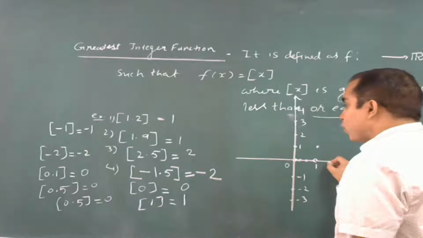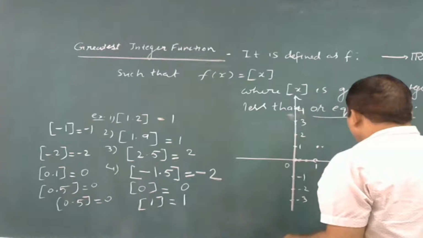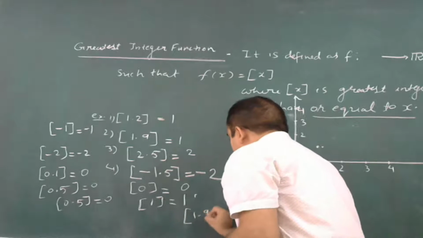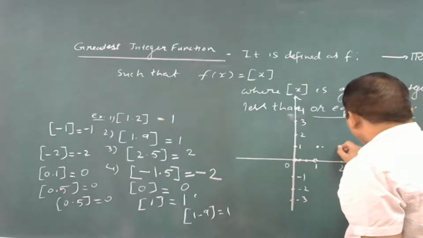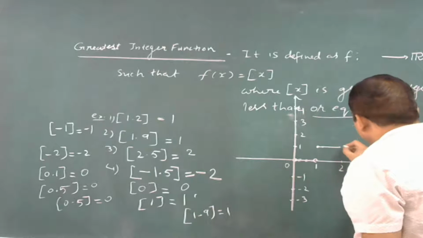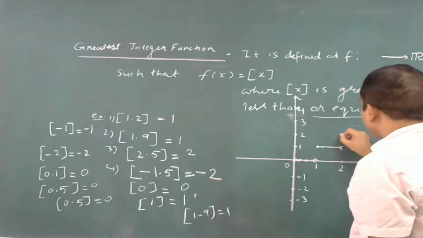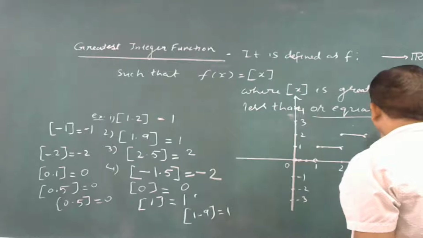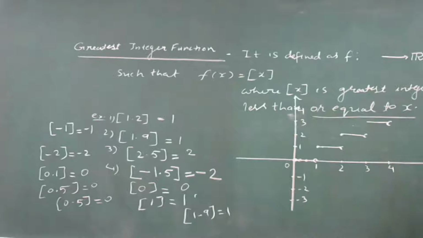Now 1.2, what is the image? 1.2, the image is 1. Similarly 1.9, greatest integer of 1.9, this also will be 1. So 1.9's image will also be 1. So here also a horizontal line will come. But 2's image will not be here. 2's image is 2, 2, 2. So like this it will come. And similarly, this also will be a horizontal line up to 3 and 3's image will be here like this. Right, students? So this is the way we are drawing the greatest integer function.